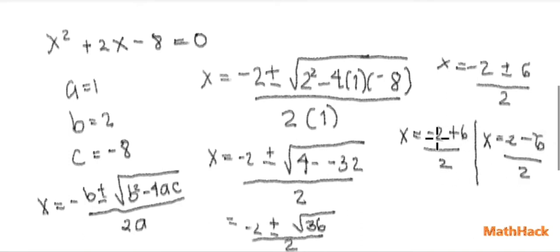Okay? So, dito muna tayo sa kaliwa. Negative 2 plus 6 is positive 4. So, we have x equals 4 over 2 or x is equal to positive 2. While the other one naman, negative 2 minus 6 is negative 8. Negative 8 divided by 2 is negative 4. So, x is equal to negative 4. Ayan. So, we have the answers. The solutions are 2 and negative 4. Okay? Tingnan natin yung iba pang examples natin.